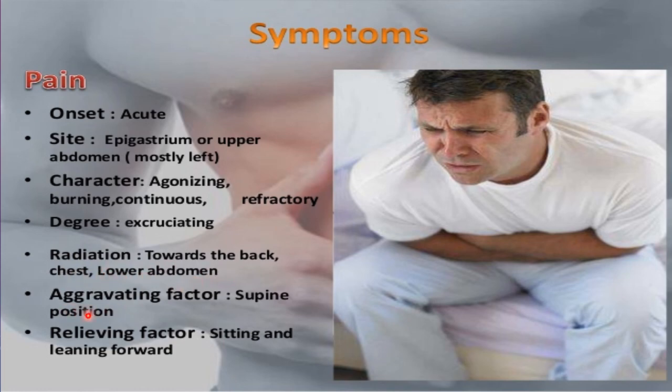The aggravating factor is supine position. He refuses to lie down in supine position. And relieving factor is sitting and leaning forward. If he has to lie down, he lies down in a curled up position, as you can see in the next slide.